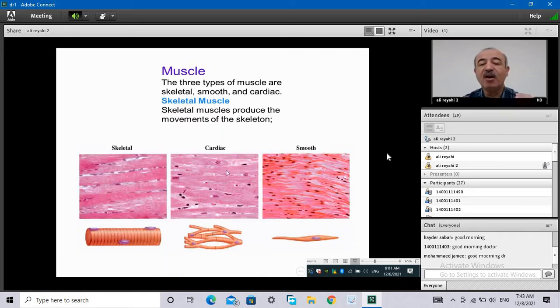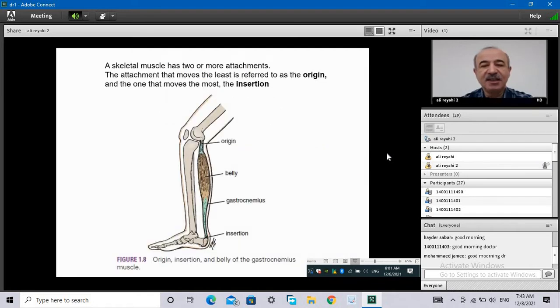But the cardiac muscle is special for the heart. It's formed by cardiac muscle, and smooth muscle is the other type of muscle that forms the wall of the digestive system and internal tubes. Okay, here I talk about the skeletal muscle.